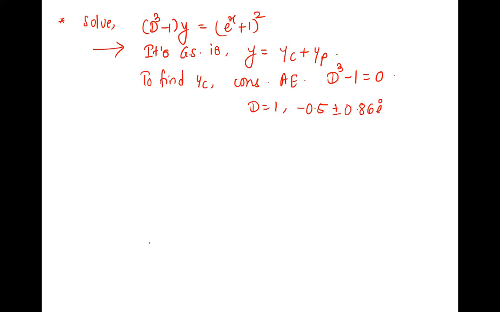Go to the calculator, press mode, go to equation, press A is 1, B is 0, C is 0, and D is minus 1, and press equal. Can you see there 1? If you again press equal, there is minus 0.5 and there is an imaginary part, so press shift and equal and you will get 0.86 i.